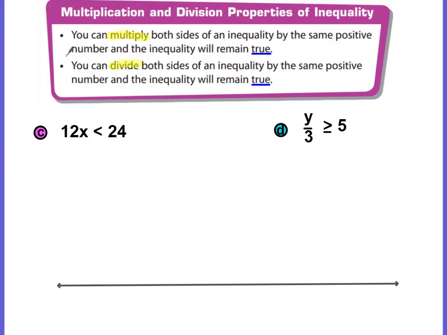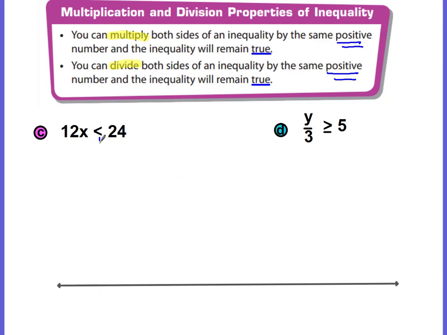We also have multiplication and division properties of inequality. They say that you can multiply or divide both sides of an inequality by the same positive number. Underline this, positive is very important. By the same positive number, and the inequality will remain true. All right, some examples.